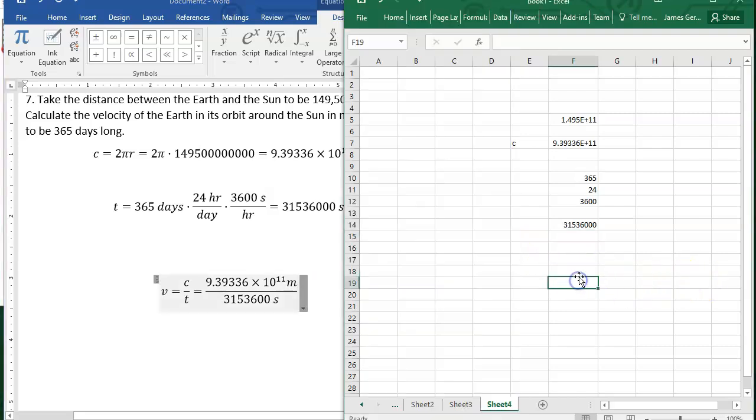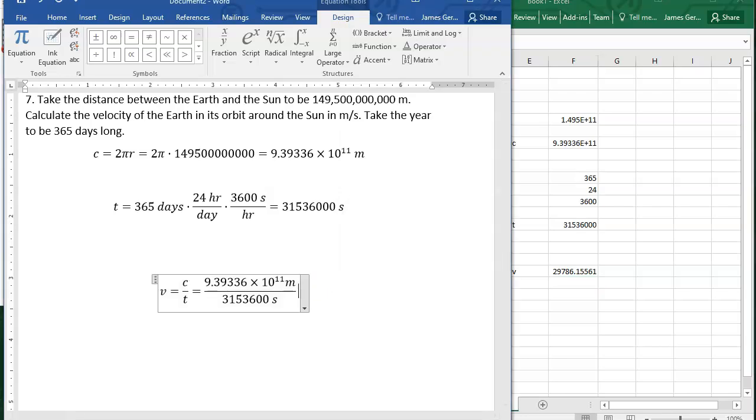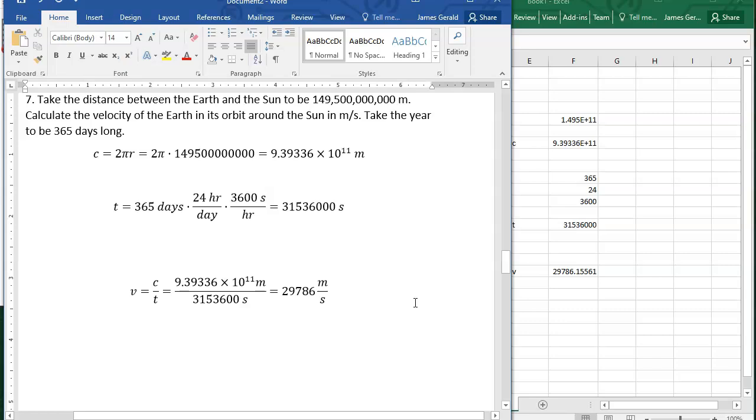Well, back over to Excel. Here's the great thing about using Excel rather than a calculator, is all we have to do now is go, okay, I'm going to take the value I got for C, I'm going to divide it by the value I got for time, and I'm going to get 29,786 meters per second. And that's it for this problem.